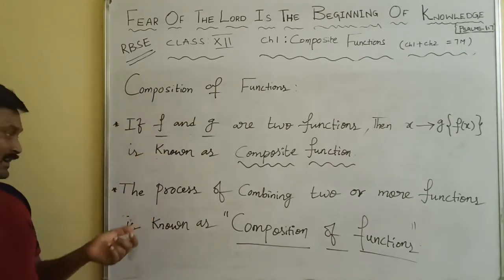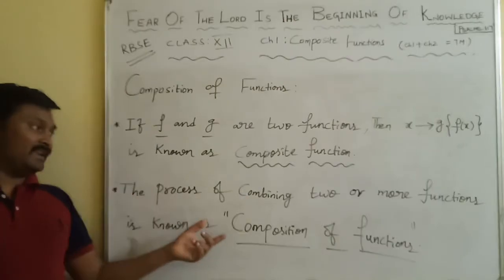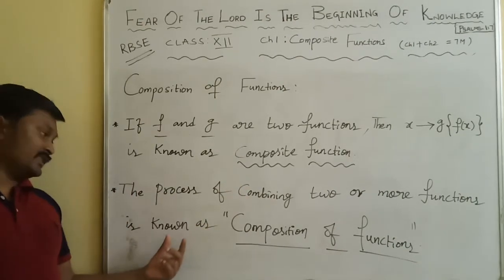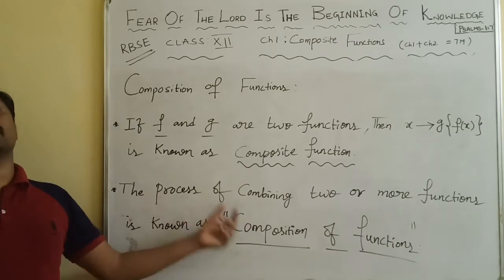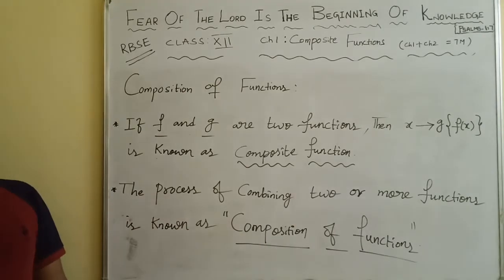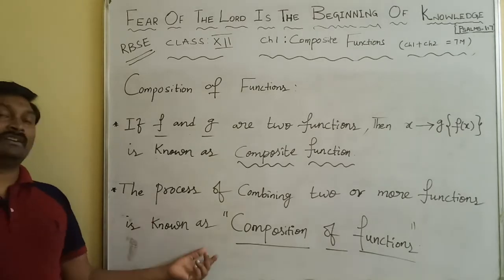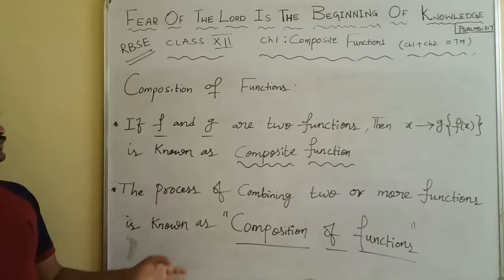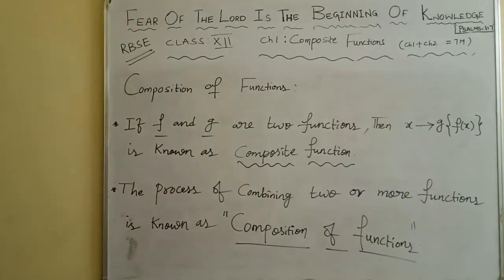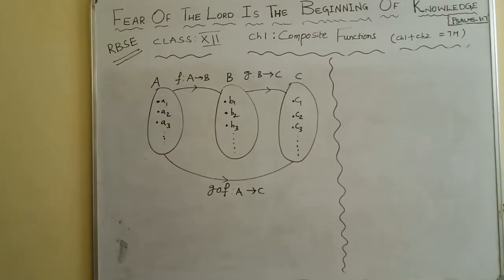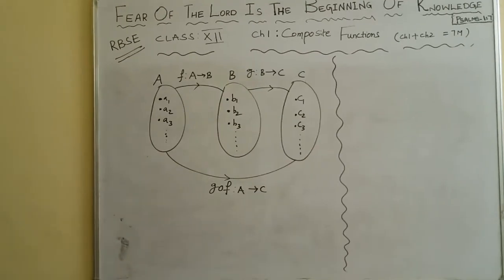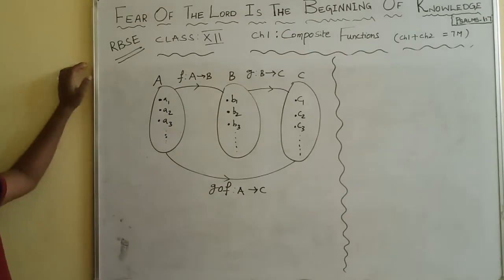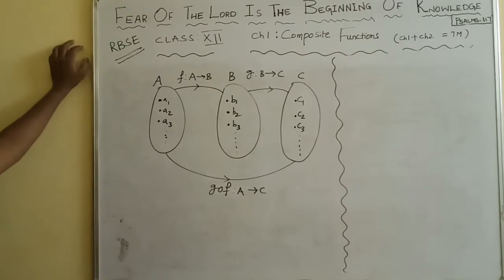And now, what is this composition of functions? This is our topic, right? The process of combining two or more functions is known as composition of functions. So from this, what you understood: if two or more functions are combined, then that is called composition of functions. Let's discuss in detail about this composition of functions with a diagram.